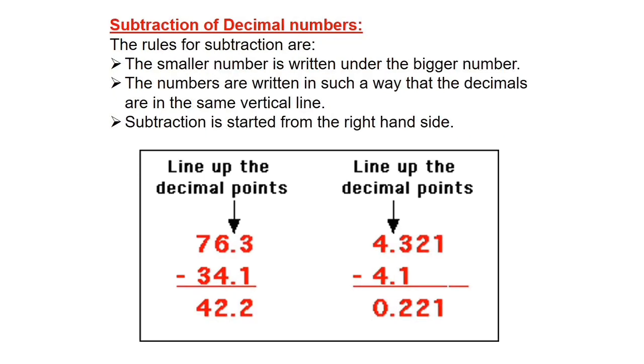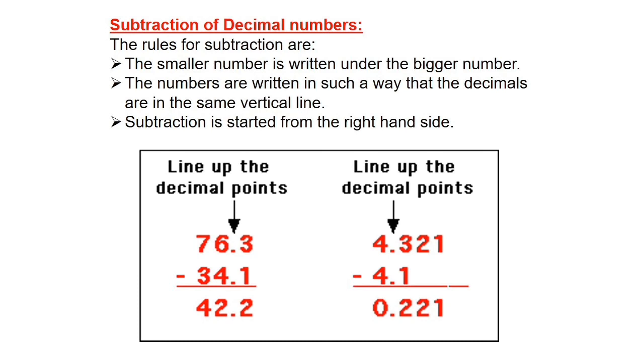In case of subtraction of decimal numbers, we follow the following rules. The smaller number is written under the bigger number. The numbers are written in such a way that the decimals are in the same vertical line. Subtraction is started from the right hand side. We write the smaller number under the bigger number so that we do not get the minus answer.